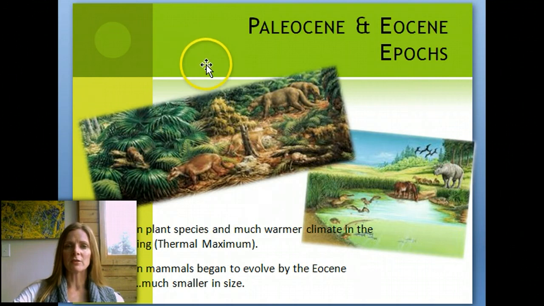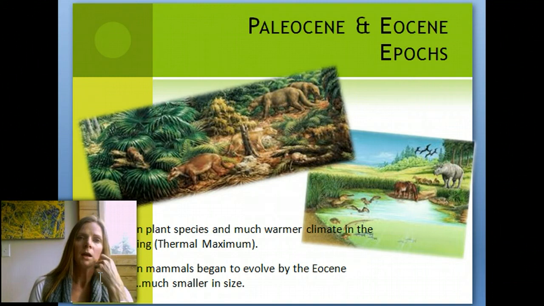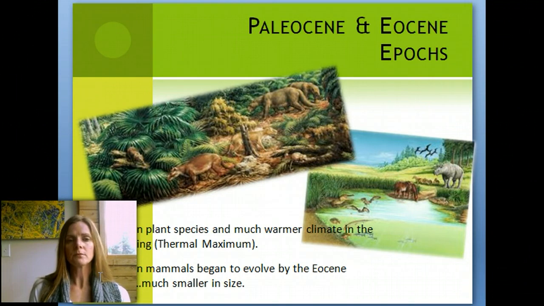Okay, so let's talk about some of these epochs, the Paleocene and the Eocene. This is where modern plant species in much warmer climates existed. We call this the thermal maximum. Okay? Modern mammals began to evolve by the Eocene epoch. They were much smaller in size. So you have some of these huge mammals that kind of existed at the beginning of the Cenozoic era, and then they become a little bit smaller in size.